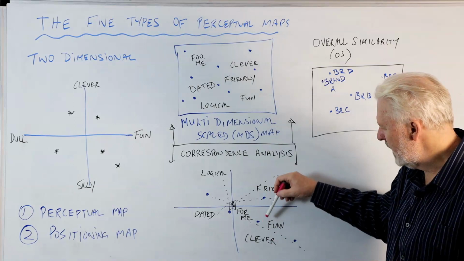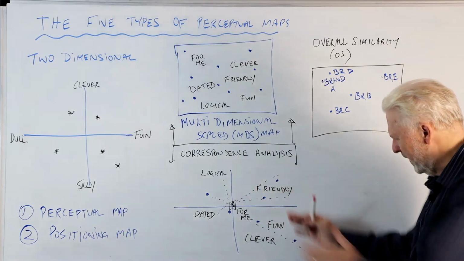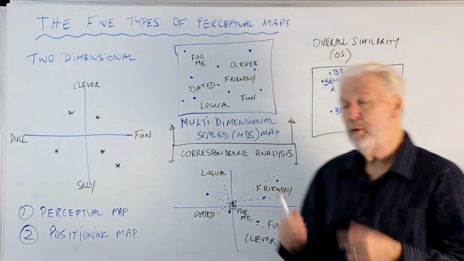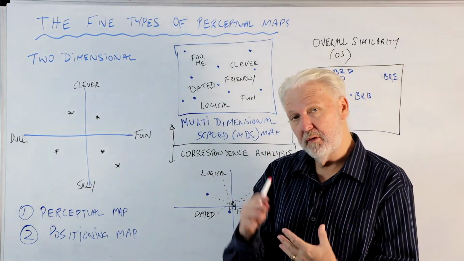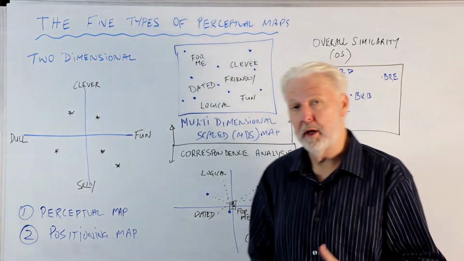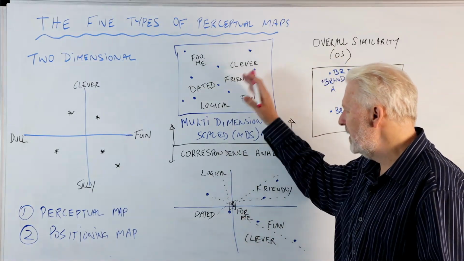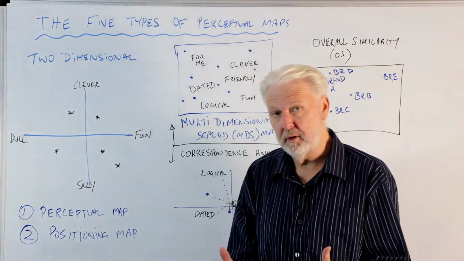fun and clever. I've got a brand here and a brand there. Both of those brands are in a similar alignment, so both of those brands are associated with those attributes. But this one here has done it a lot better. It's far more distinctive. This is less distinctive. So these are similar looking maps, but you read them quite differently.